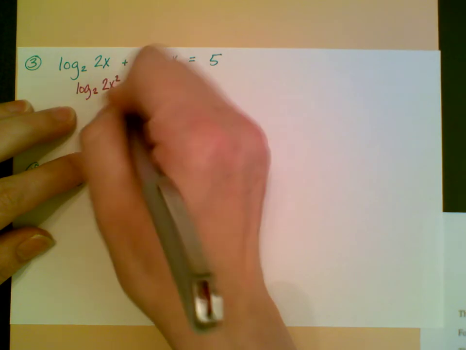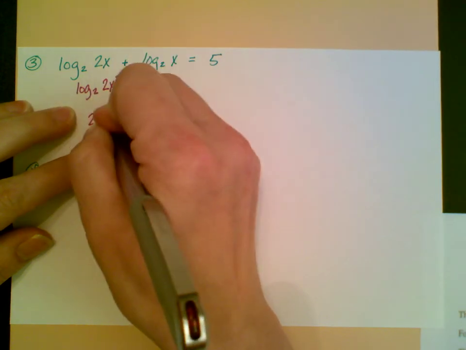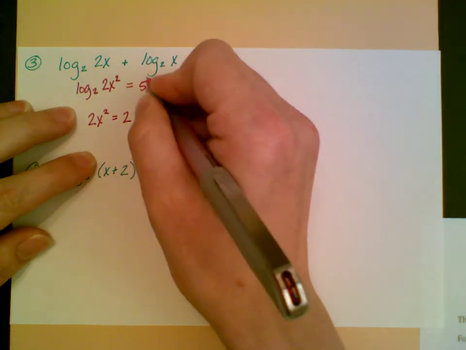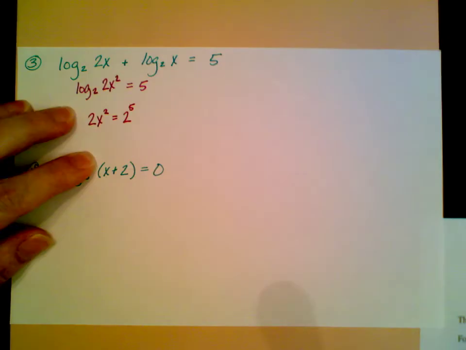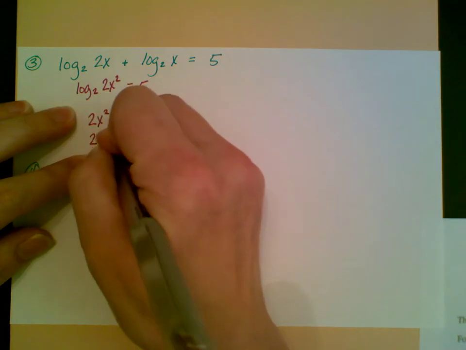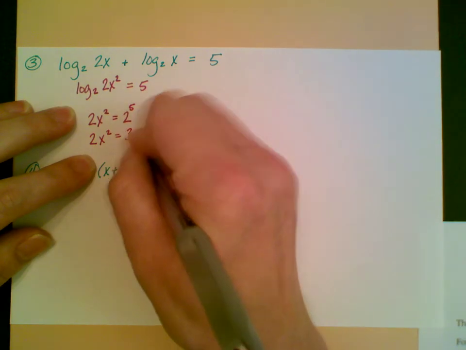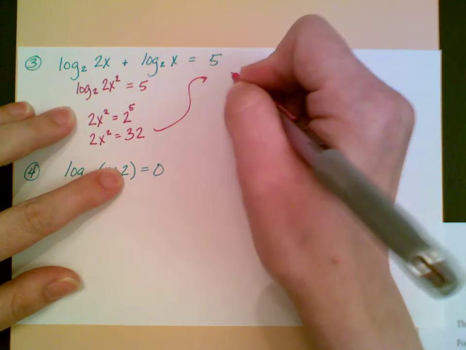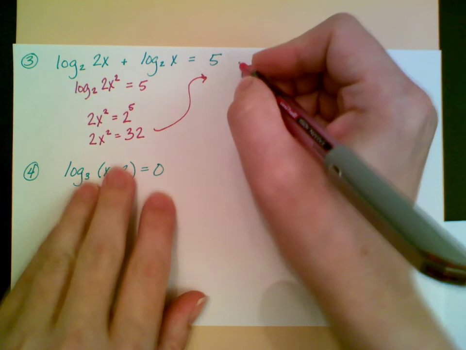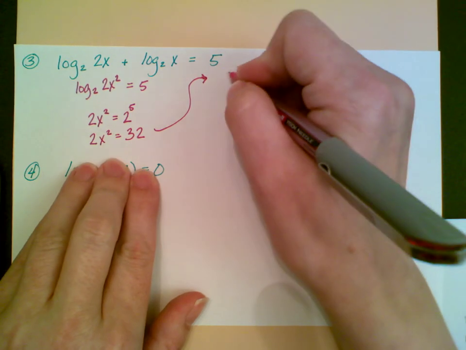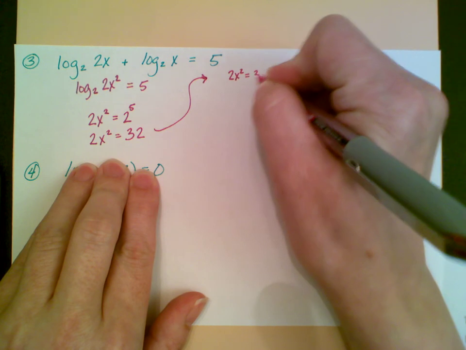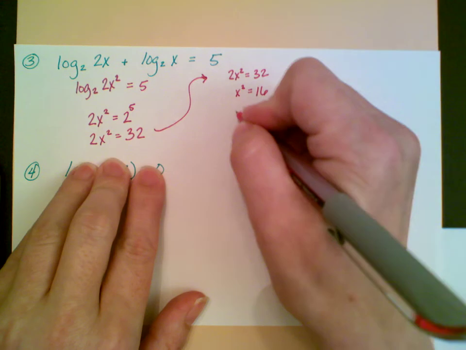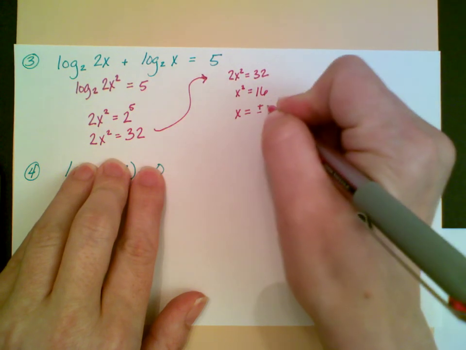The input of the log is equal to the base of the log to the power of 5. So now I have 2x squared equals 2 to the 5, which is 32. I'm going to continue my process over here so I don't interfere with the problem below it. And 2x squared equals 32, which means x squared is equal to 16, which means x is equal to plus or minus 4.